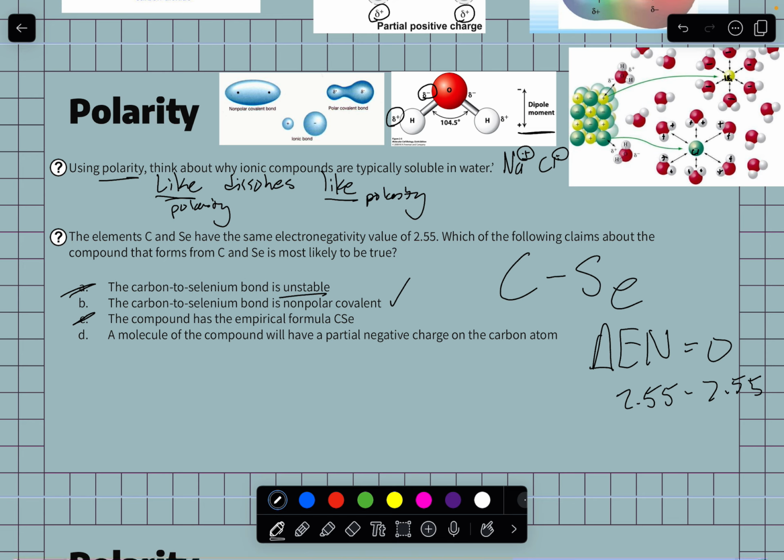And then D says a molecule of the compound will have a partial negative charge on the carbon atom. Well, if we have an electronegativity difference of 0, that means our electrons are going to be smack dab in the middle. They're not going to be to one or the other, so there's no partial charges. So that's not right. So our answer there is B.